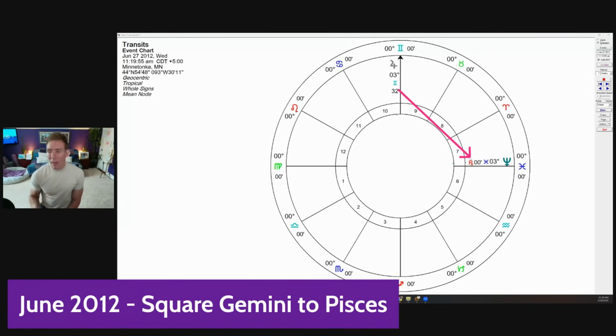So June of 2012, we see the square from Gemini to Pisces. What is interesting is that during this period of time, this is now 11th house to 2nd house in my chart.